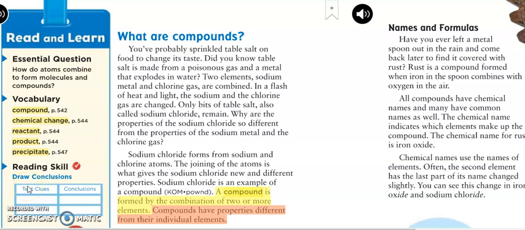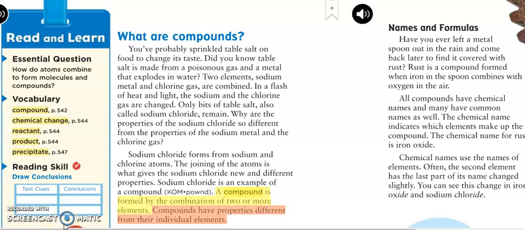Hello everyone, this is Mr. Ahmed Al Qadri, and today we will start a new lesson. Our lesson for today is compounds and chemical change, and today we will talk about compounds.